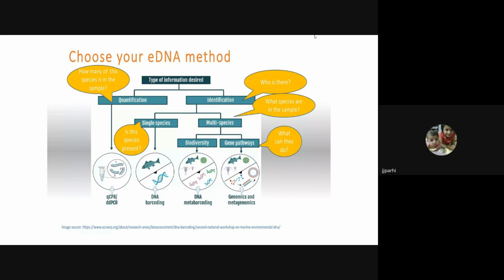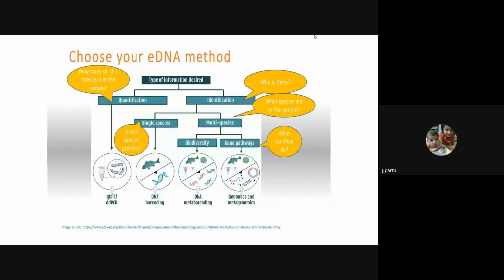After getting the samples, next we will go for getting the DNA, and after DNA, what we will do, that one I want to show. What type of information do we want? If it is quantification or identification. Quantification means we want to know how many of these species are in the sample. For that we can use quantitative PCR.